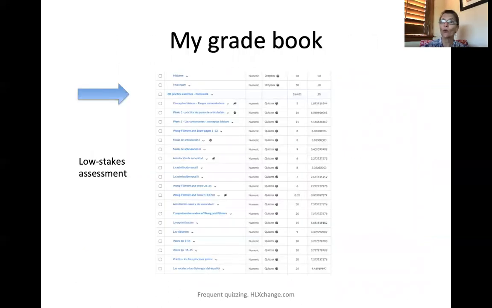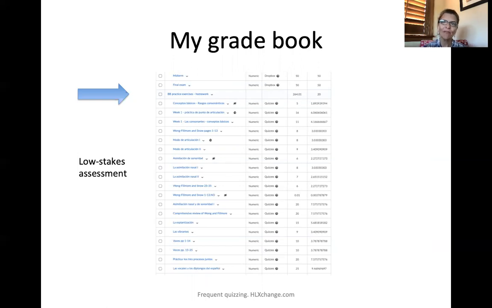This is what my grade book looks like. Below that arrow are the homework exercises. I've shown you a few of them. There's 1 and 2. There are many more, by the way. I couldn't fit them on the page.